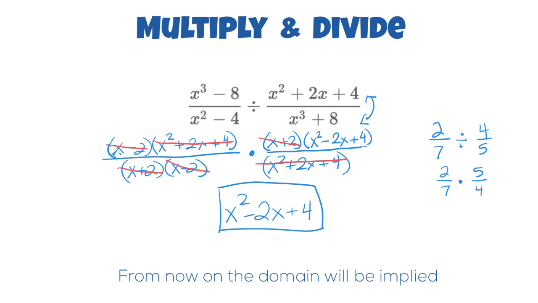It does not factor. Now, this does say that from now on, the domain is implied. So implied means, can we all just agree that we're not going to have any issues with the domain? That's what we're doing. Until we get to that point of actually solving and we really do need that domain, we're going to assume it's implied.